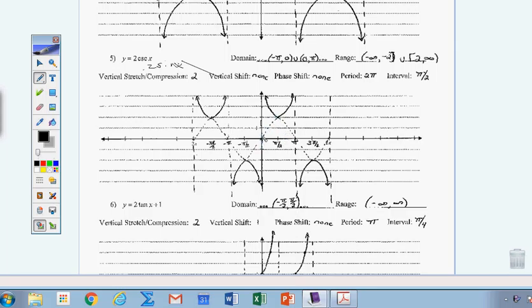Now, could I have said from 0 to pi in union with pi to 2 pi? Because that would be one cycle. That would be an up cycle and a down cycle. That would be one complete period. Yes, that would be a correct answer as well.